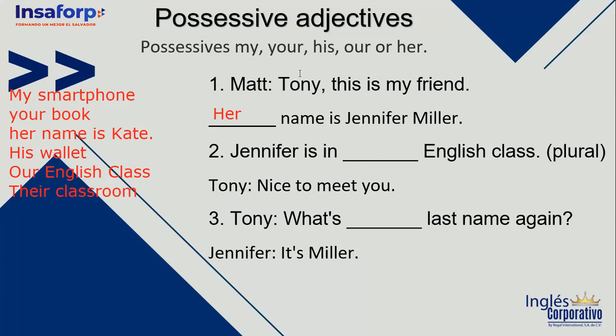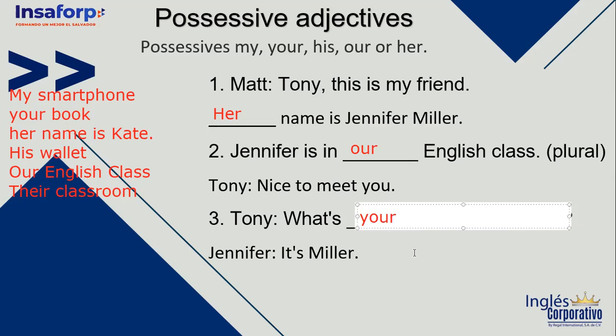Jennifer está en nuestra clase de inglés. Jennifer is in our English class. Nice to meet you. What's your last name again? So sure. Jennifer says it's Miller. So Tony, this is my friend. Her name is Jennifer Miller. Jennifer is in our English class. Nice to meet you. What's your last name again? It's Miller.